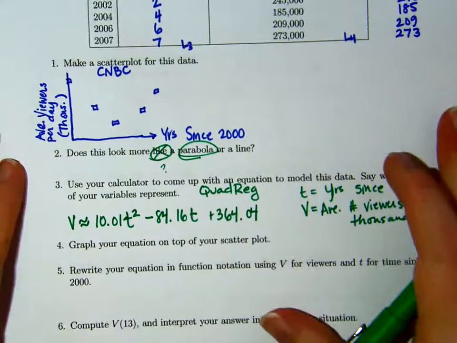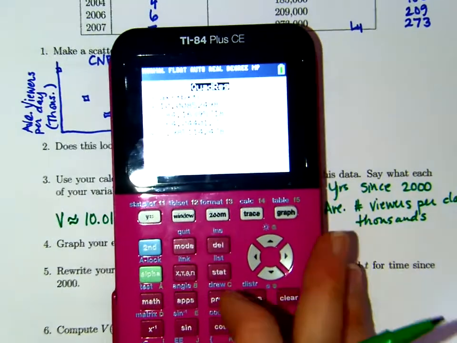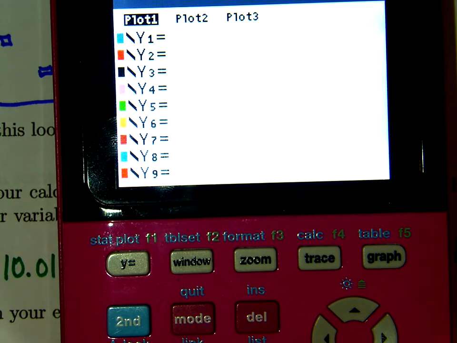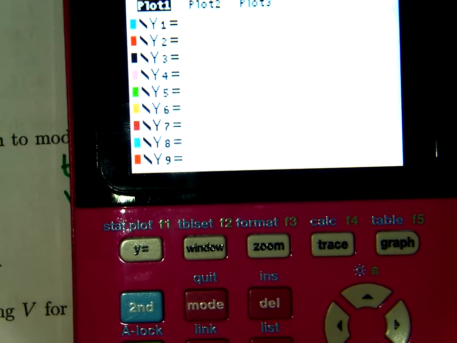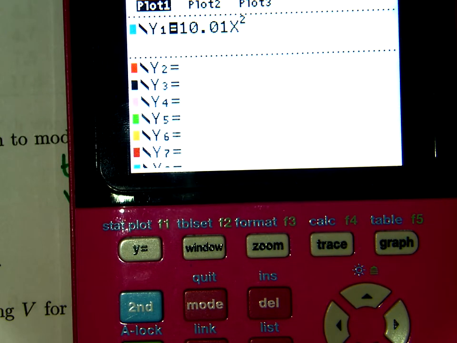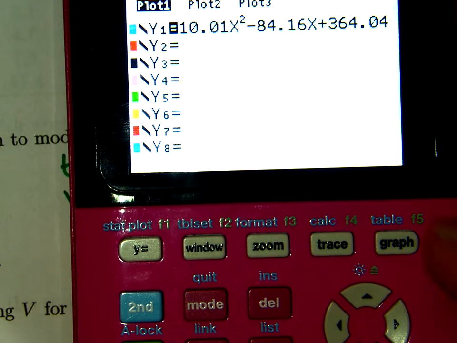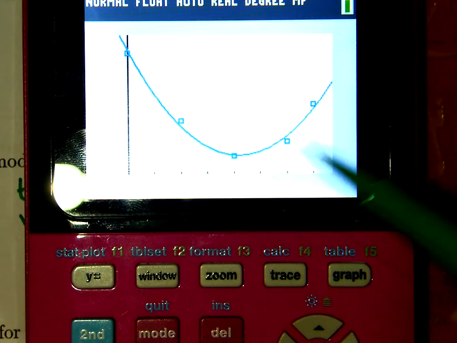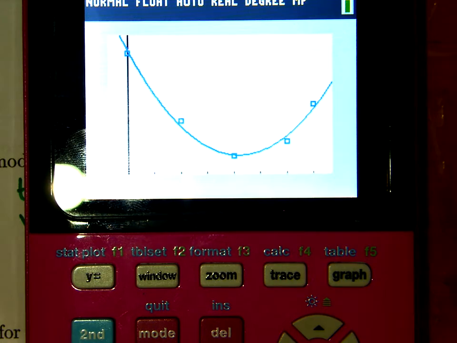Graph your equation on top of your scatter plot. Okay, back to the calculator. Y equals, and I seriously just covered up my, here we go, 10.01 x squared minus 84.16 x's plus 364.04. Graph. Whoa, that's super good. I forgot to look at the correlation on this one, but wow, there's very little error here. So it's pretty good at predicting this.